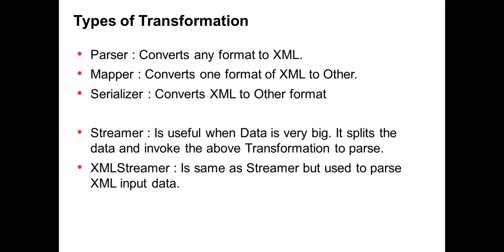So what are the types of B2B data transformation? B2B data transformation provides three types of transformation. The first one is parser, mapper, and the serializer. Parser converts an input of any format to XML format. Mapper converts from one format of XML to another format of XML. Serializer converts XML input to any other formats. In today's topic, I will be talking about parser, which converts any format to XML format.